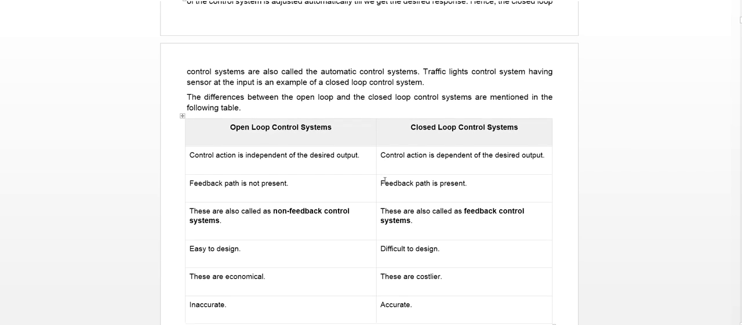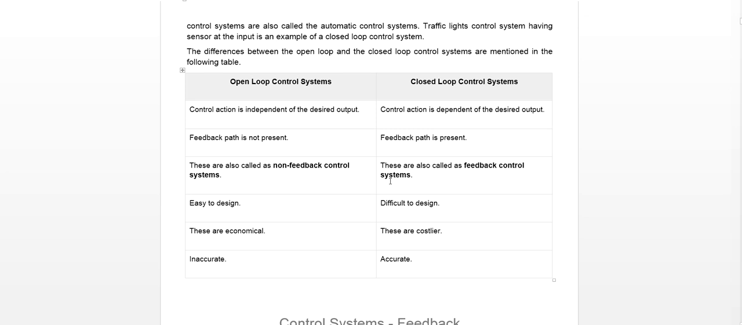So here is a table of the difference between the open loop control system and the closed loop control system. In open loop control system, the control action is independent of the desired output. So whatever the output is, it doesn't affect the control. The feedback path is not present. These are also called non-feedback control systems. Easy to design, economical, and inaccurate.